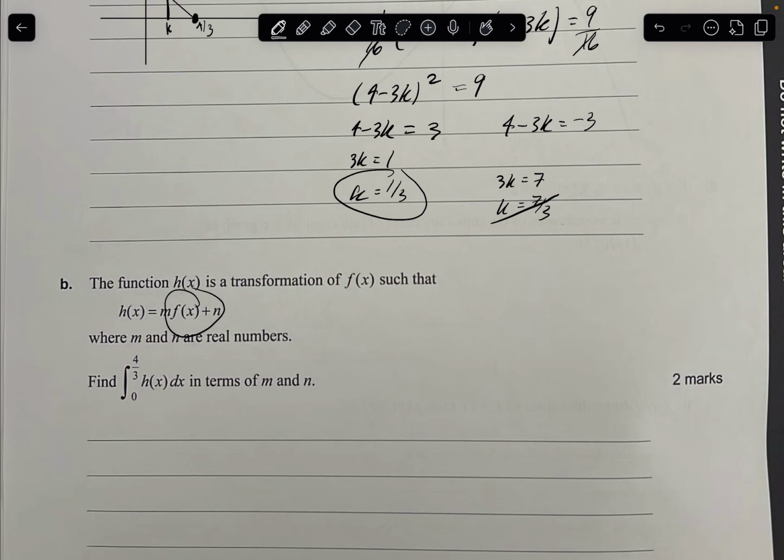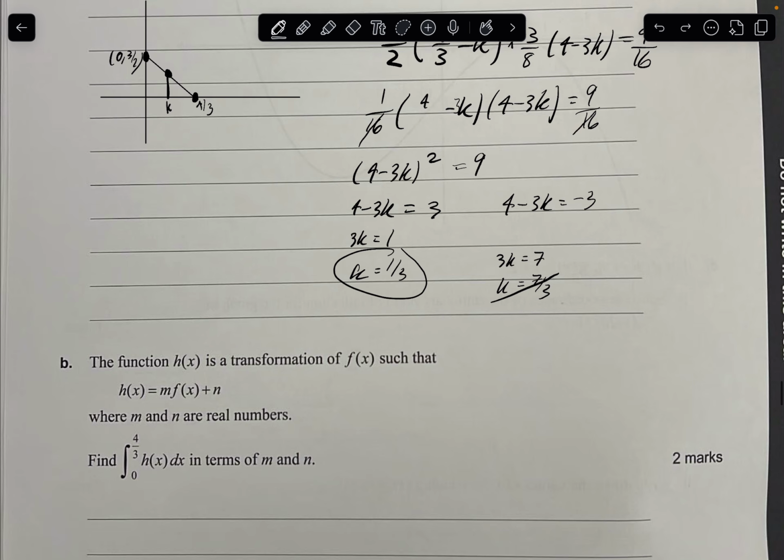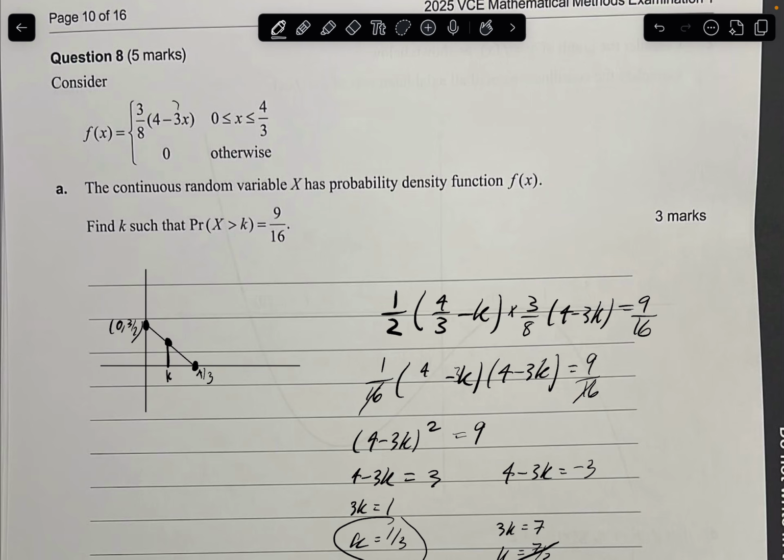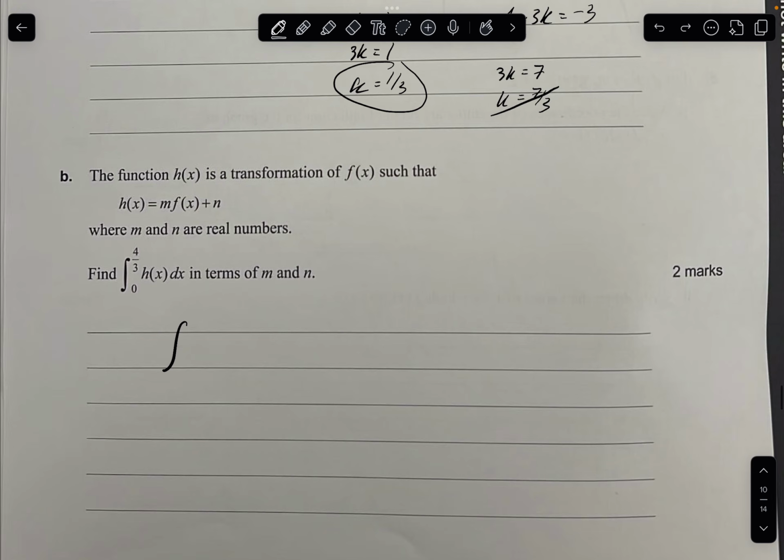The function h of x is a transformation of f of x such that we have this. Find the integral from 0 to 4/3 of h of x in terms of m and n. So the integral from 0 to 4/3 of f of x is equal to 1 because it's just the integral of a probability density function. So you can say the integral from 0 to 4/3 of f of x dx is 1.